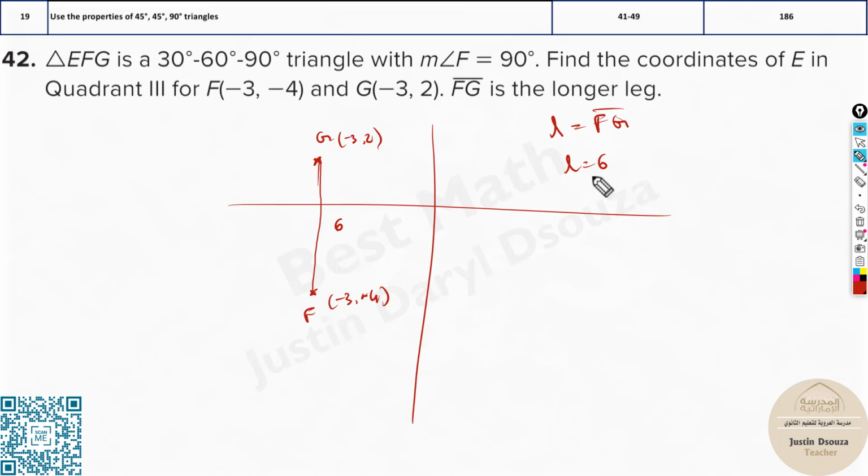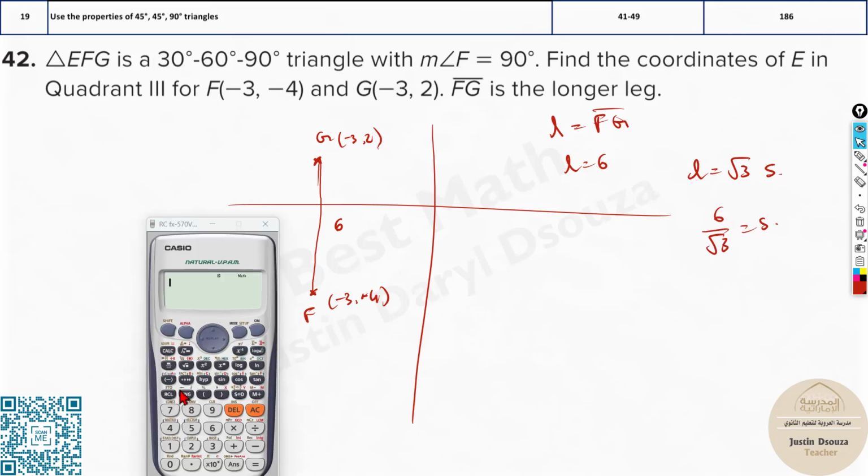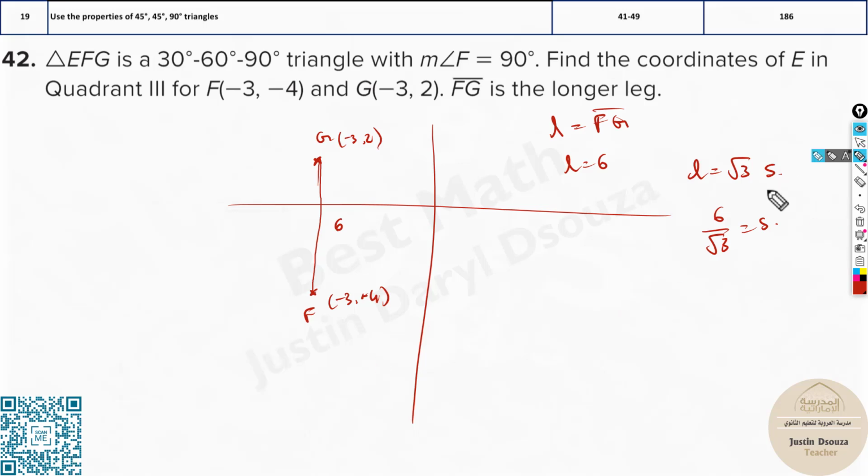Now from this we know the formula for S. Or we can find the hypotenuse as well. But first, if we recall, L is equal to square root 3 times S for 30-60-90. So now what I can do is 6 divided by square root 3 will be S. Now you can just put this in the calculator and you can find the answer. That is 2 root 3, or I'll take it as 3.46 just for understanding. S is 3.5 approximately, okay? So now we got this S as 3.5.